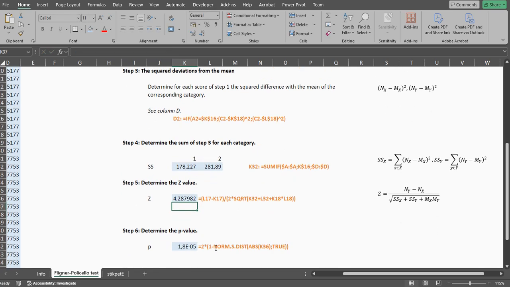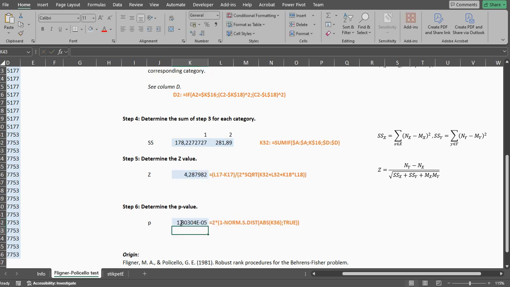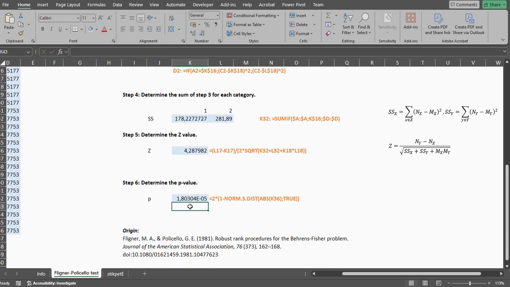We can then use for the p-value simply the norm.s.dist. Take the absolute value of this one, cumulative set to true. That always gives us a left tail probability above 0.05. Therefore we subtract it from 1 and then multiply the result by 2. In this case it's about 1.8, and this e minus 5 means we need to divide it by 10 to the power of 5. So this is going to be extremely small, lower than the usual threshold of 0.05.